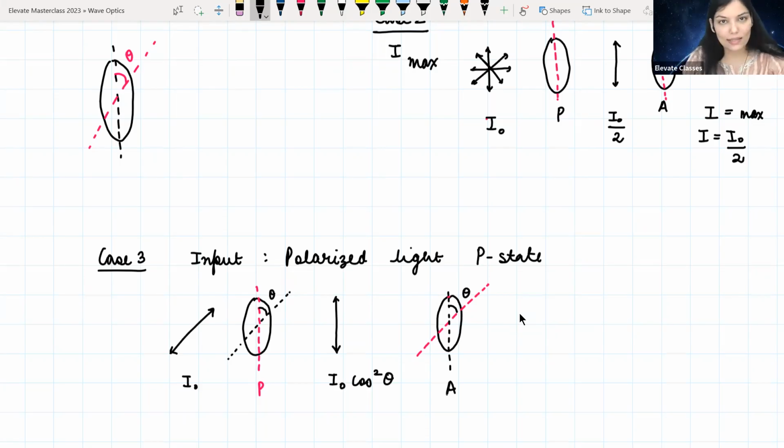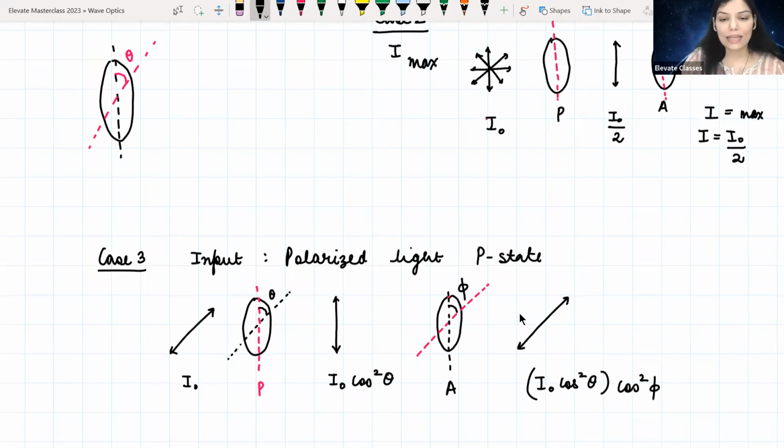There is one more analyzer. So what I will get is now light which is plane polarized along the pass axis of the analyzer. And what will be the intensity? Intensity will be I naught cos square theta. And let us say this is not theta, this is some angle phi. Okay, so this will be cos square phi.